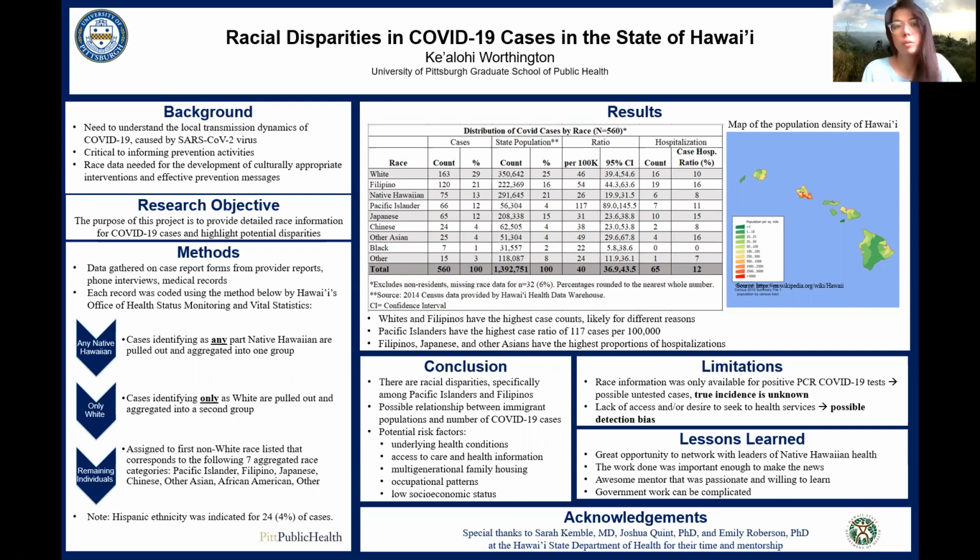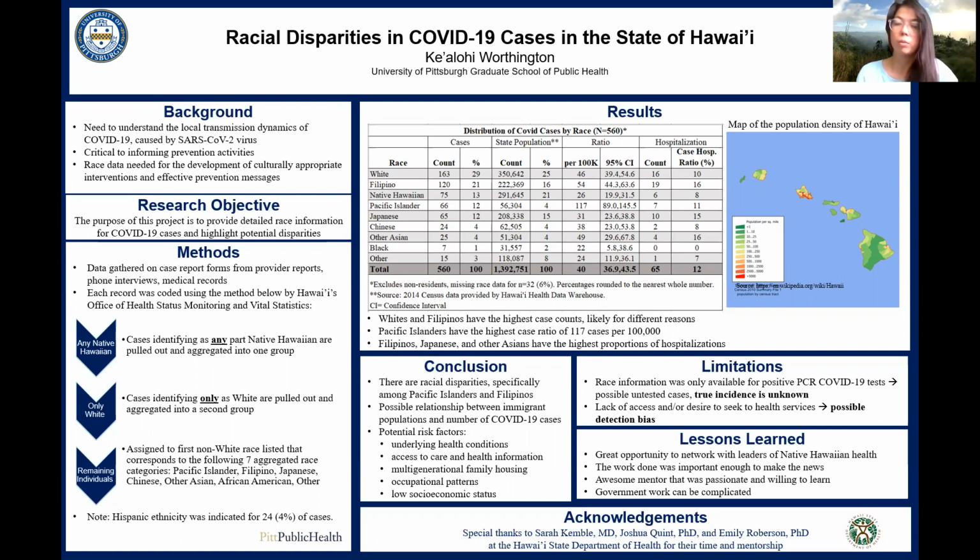My name is Hawai'i Worthington. I'm a second-year graduate student at the School of Public Health in their Department of Epidemiology, and my interests lie in Indigenous health. So this past summer 2020, I spent my practicum with the Hawaii State Department of Health, looking at the racial disparities in COVID-19 cases in the state of Hawaii.